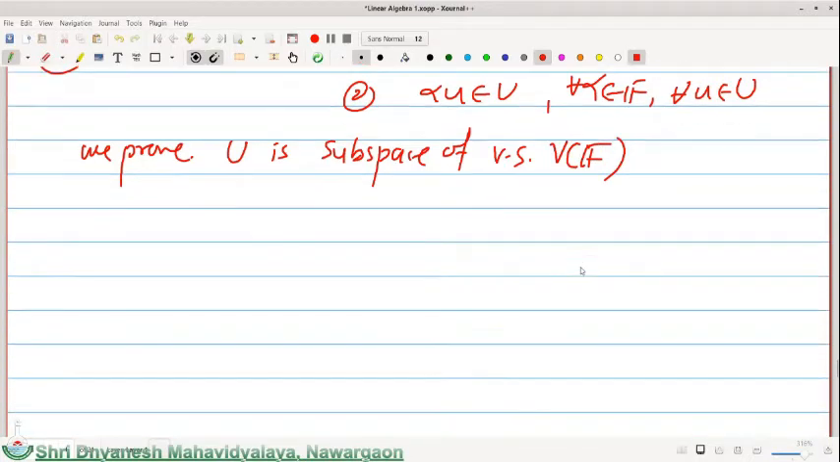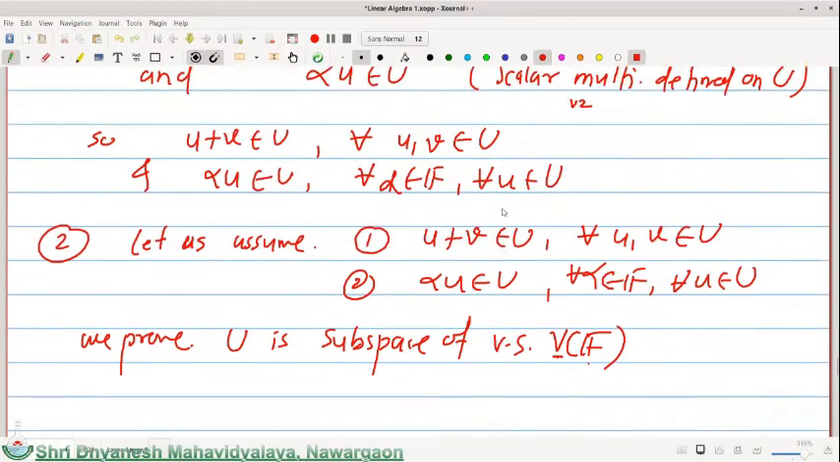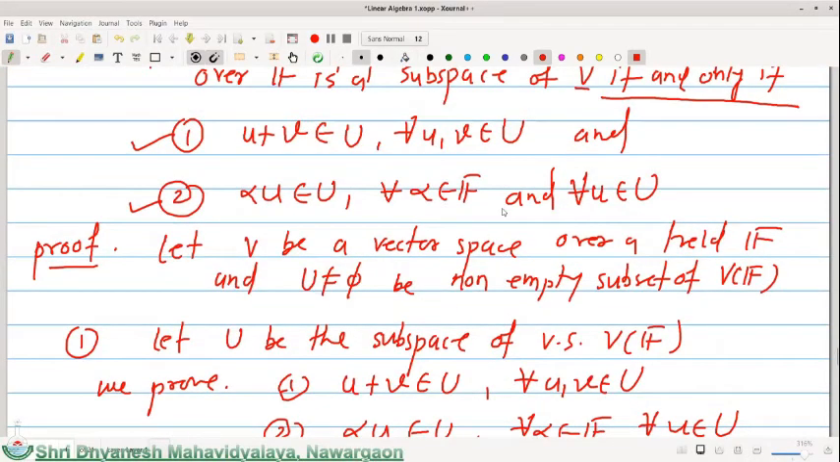Okay, so when you say U is a subspace of vector space V, it means U is a non-empty subset of V and U becomes a vector space over a field F with respect to the vector addition and scalar multiplication defined on V. So we have already written in the given part of this proof, U is a non-empty subset of V. Okay, so we now prove U is a vector space.